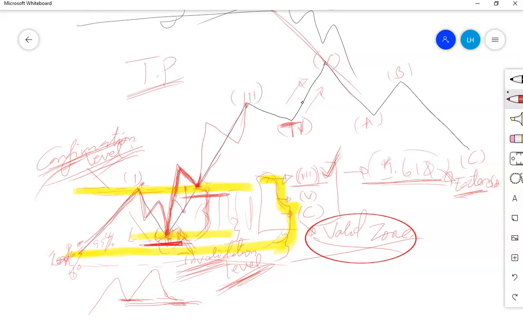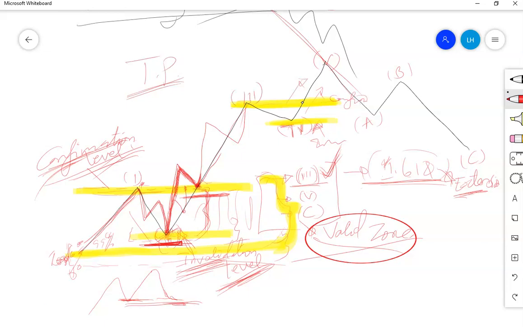If the correction has completed, then as usual you will have a level at which the third wave topped up, and then you will have a level for the fourth wave. So as usual, the level below where the fourth wave stood will be the invalidation level, and the level at which the third wave topped up will be the confirmation.